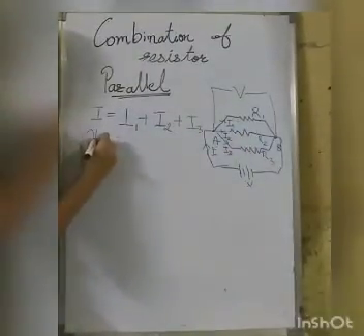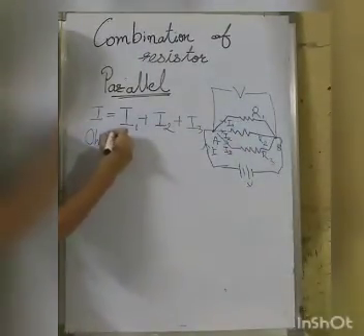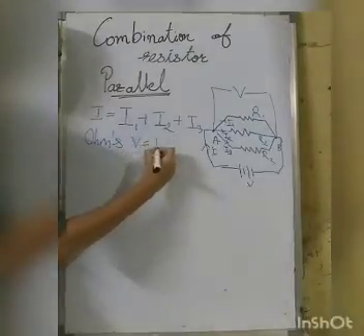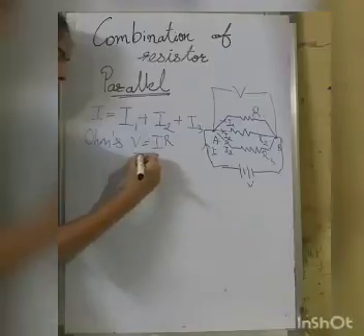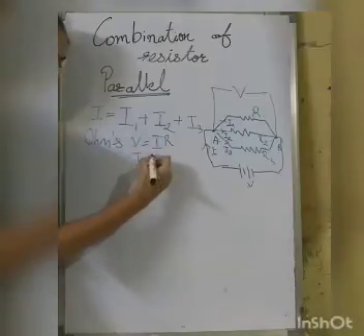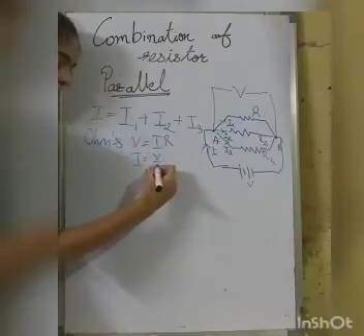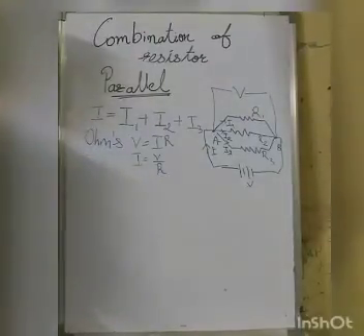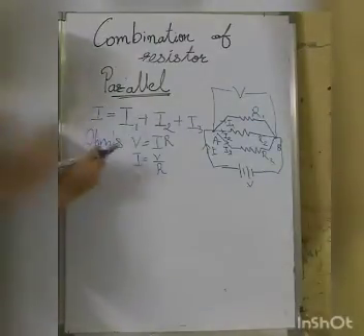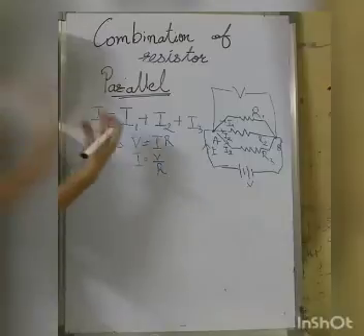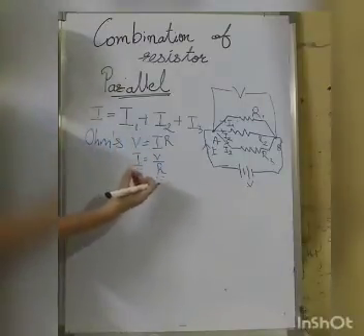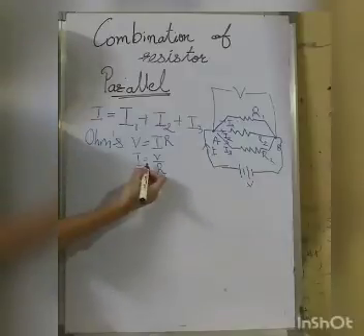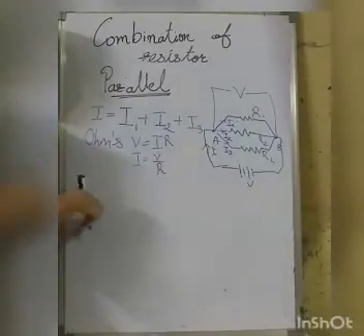So what does Ohm's law say? Ohm's law says V equals IR. So for I, it is going to be I equals V by R. Since we are talking about current, I rearranged the terms of Ohm's law such that I will get it in terms of I. So my current I equals V by R.